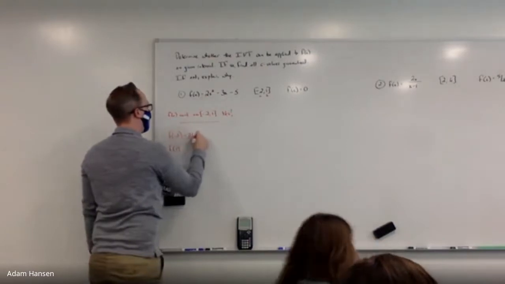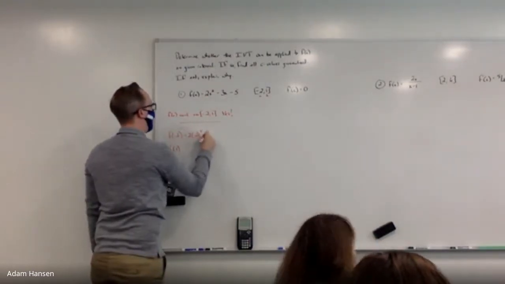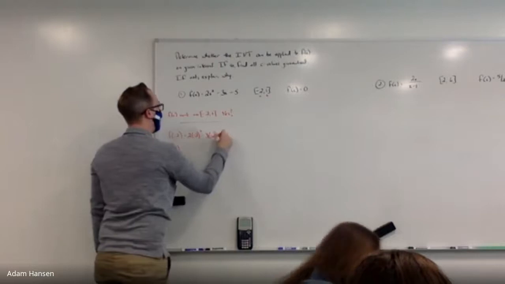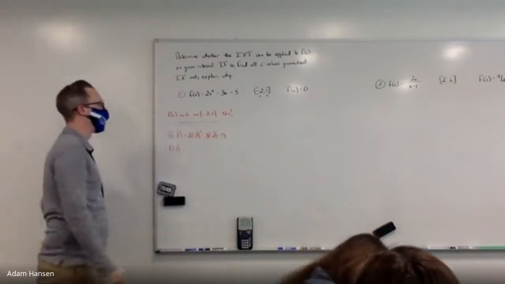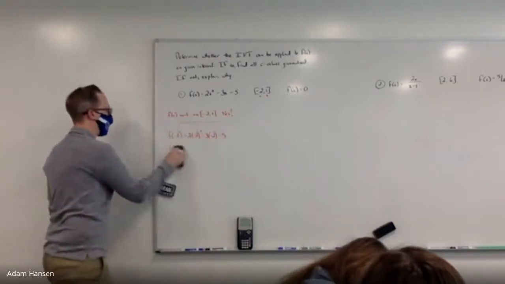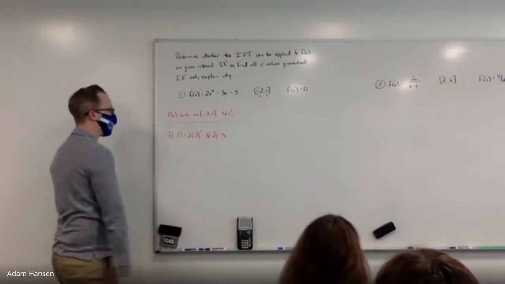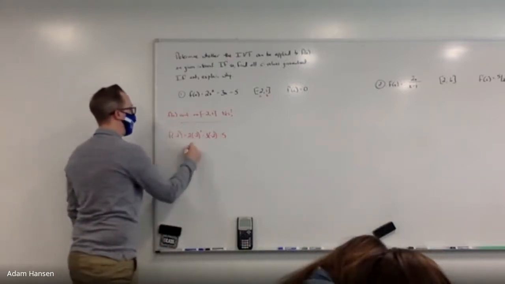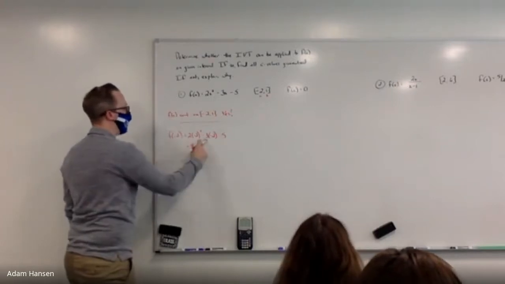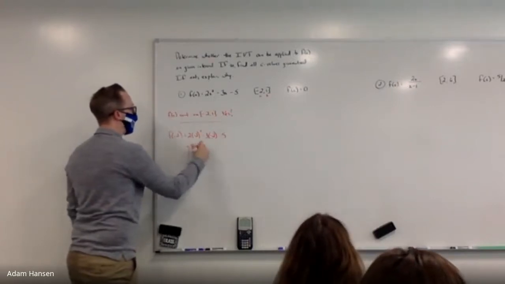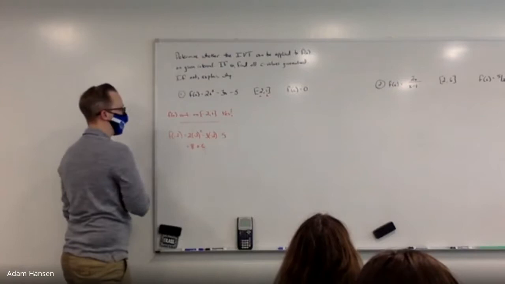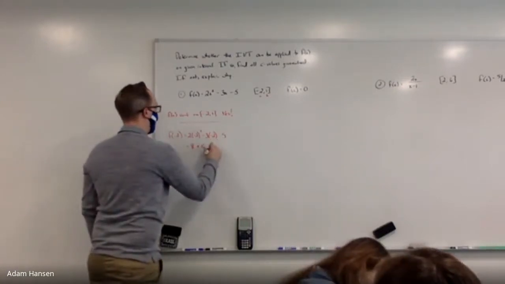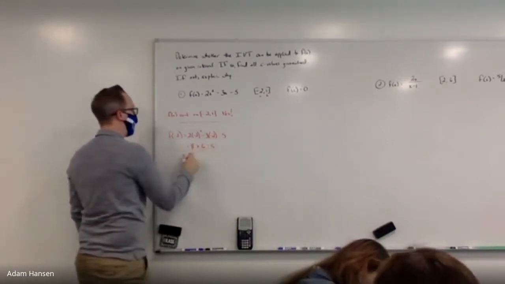2 times -2 squared minus 3 times -2 minus 5. That's 2 times 4, or 8. -3 and -2 makes 6. Bring down the minus 5. 8 and 6 is 14, minus 5 is 9.